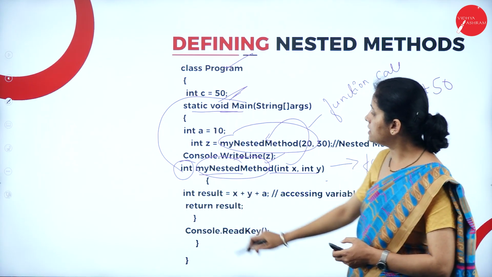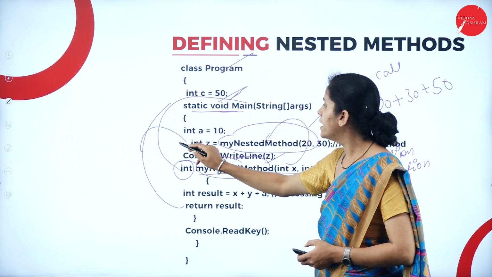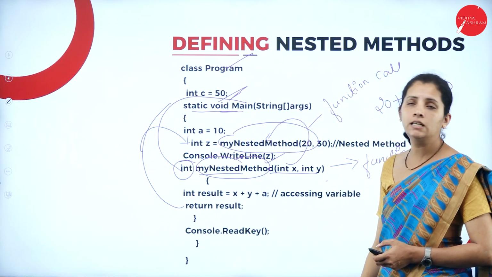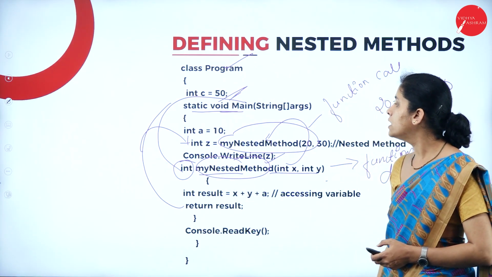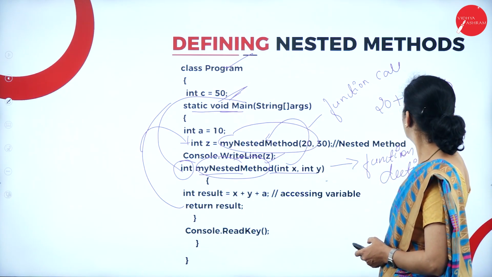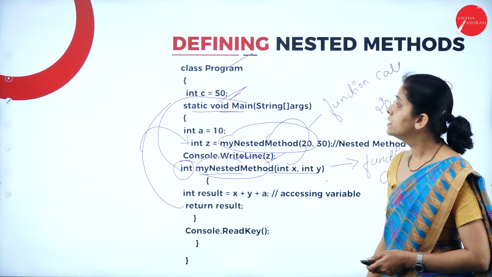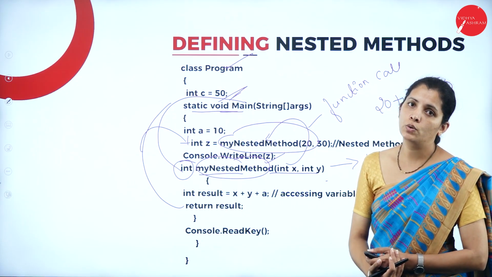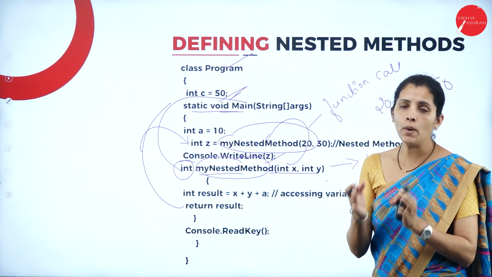And this result is assigned to int z. And when I call Console.WriteLine, then I'm going to get the output 100. This is the way I can create a nested method, and this is only one way.